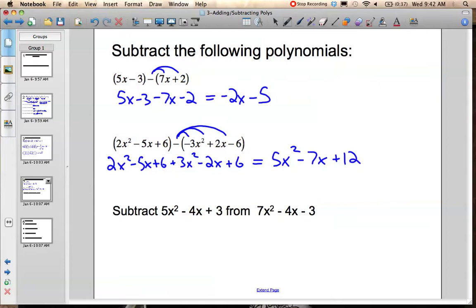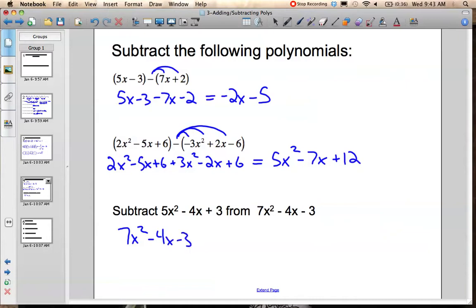Ooh, let's be careful of this "subtract from" phrase. If you're subtracting 5x squared minus 4x plus 3 from 7x squared minus 4x minus 3, which one goes first? Yeah, you're right. 7x squared minus 4x minus 3.